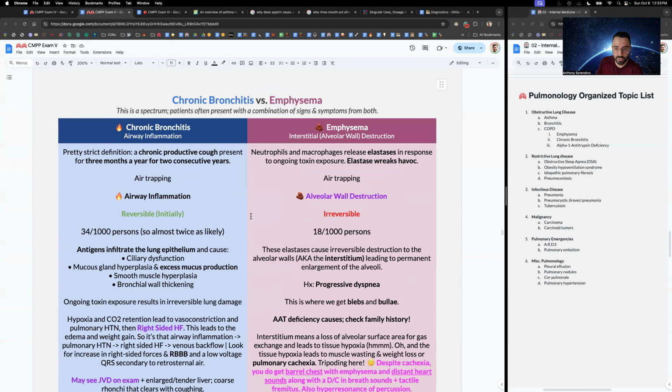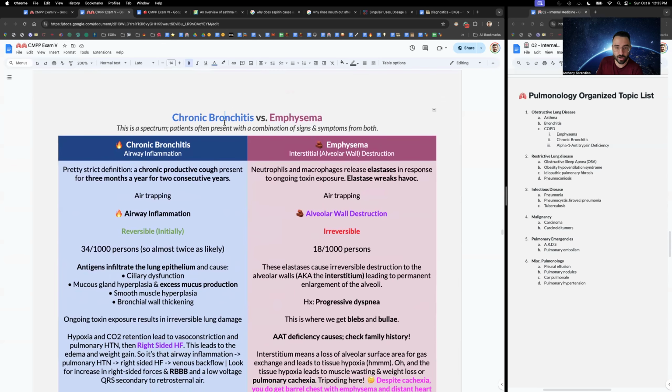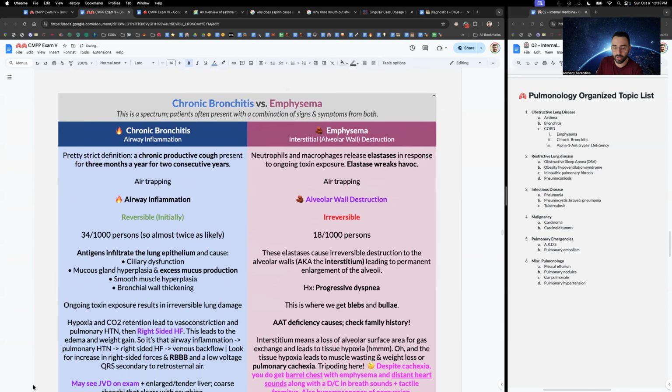So COPD is going to be chronic bronchitis versus emphysema. Knowing the difference between the two is going to be important. So we will take a short break and then we will talk about that.